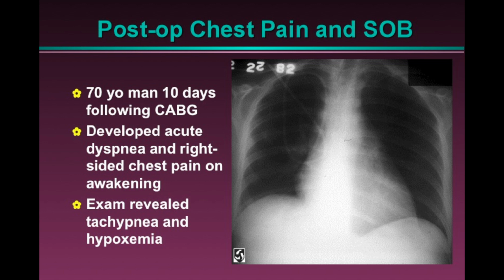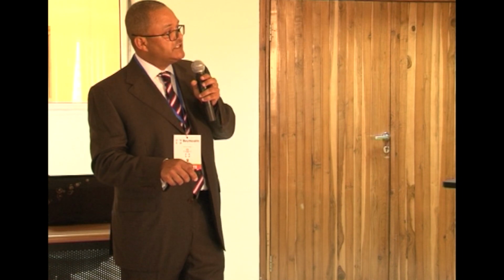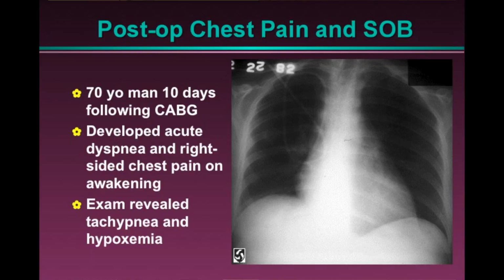Can you see the x-ray clearly? A bit? Okay. Well, let me tell you. This is a catheter in the pulmonary artery. This is what's called a Swan-Ganz catheter that's used commonly after surgery. So this is not a problem. The heart size is pretty much normal. The lung fields are clear. So essentially this is a normal x-ray.